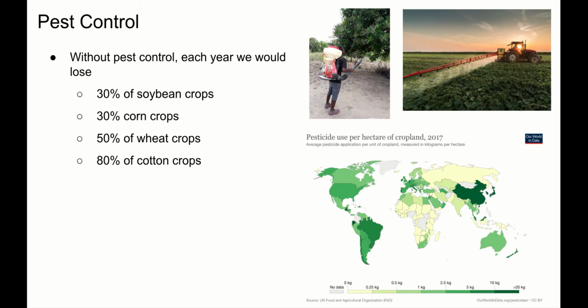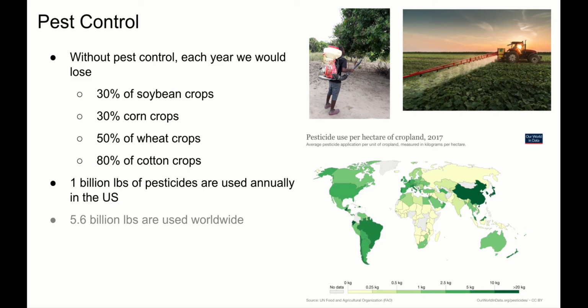So what are we using for pest control? Well, for most of the world, we're using pesticides, and we're using a ton of pesticides. We use about 1 billion pounds of pesticides annually in the United States. Worldwide, about 5.6 billion pounds are used.